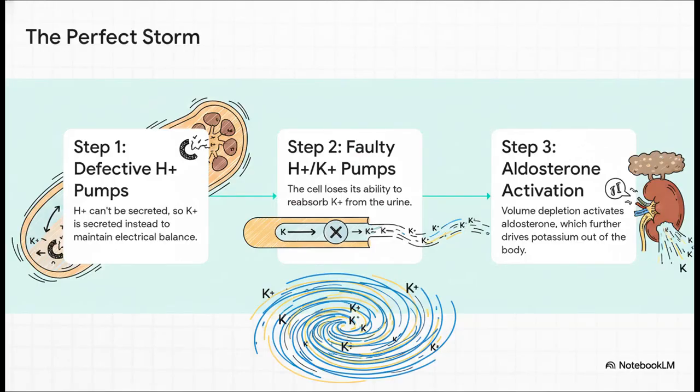So here's how the heist unfolds, step by step. First, the main pumps that push acid out are busted. To keep the electrical charges in the urine balanced, the kidney is forced to dump potassium instead of acid. It's a trade-off. Second, to make matters worse, the pumps that are supposed to pull potassium back into the body are also broken, so that potassium is just trapped and lost in the urine. And third, the final blow. The body is losing salt, which triggers the hormone aldosterone. Aldosterone basically screams at the kidney to save sodium at all costs, and the price for saving that sodium is to dump even more potassium. It is the absolute perfect storm for potassium loss.